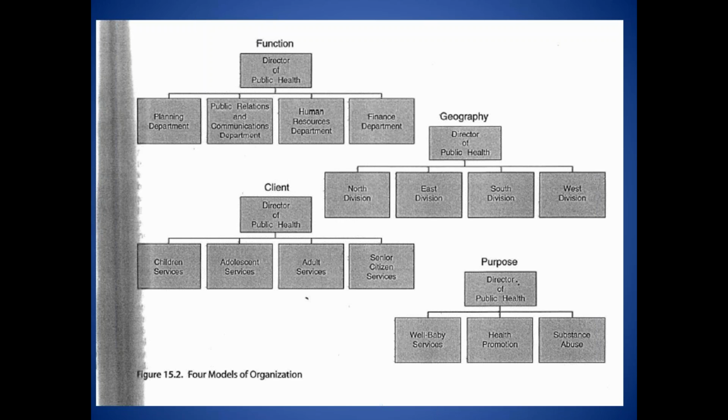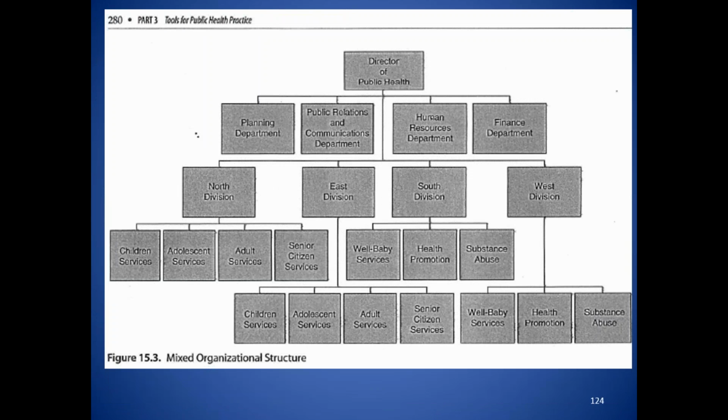We could also organize things around clients who we serve in the health department. And as examples, we could talk about children, adolescents, adults, and senior citizens. Or we could organize the public health services around specific purposes: well baby clinics, health promotion, substance abuse. While it's easy to draw these clear lines based on function, geography, client, and purpose, I think what's more typical is a model that looks like this, where we end up with a mix of those activities, where the director may have each of those different structures organized.